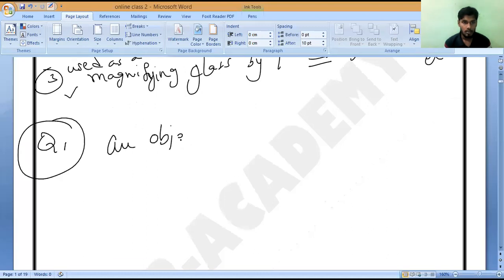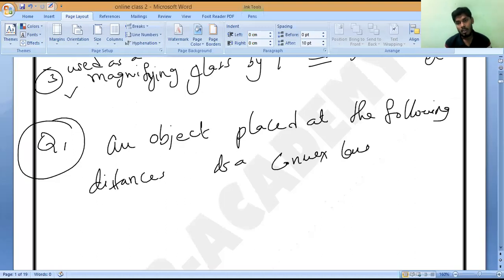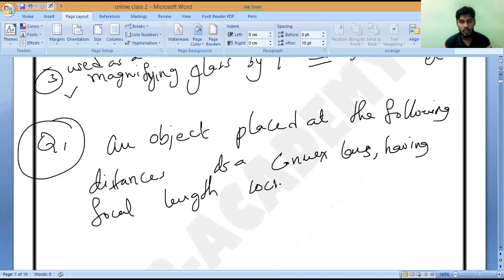An object is placed at the following distances of a convex lens having focal length 10 centimeter.